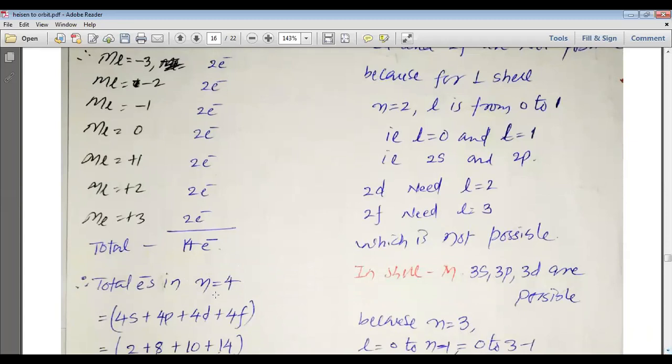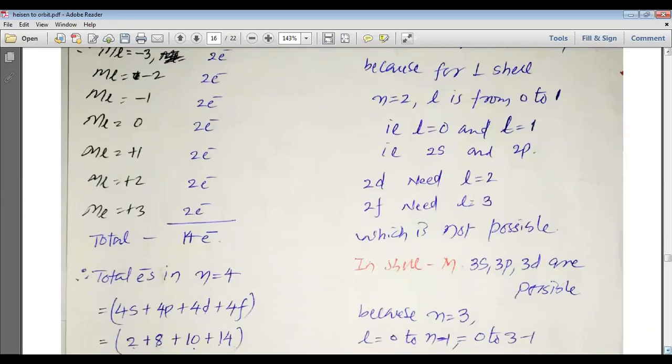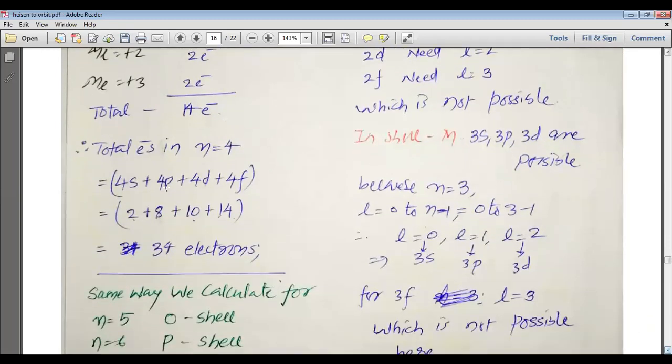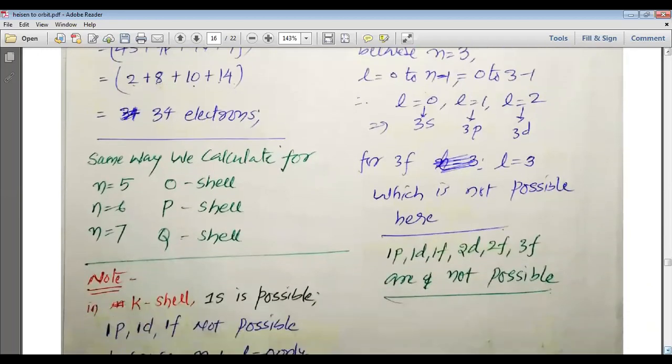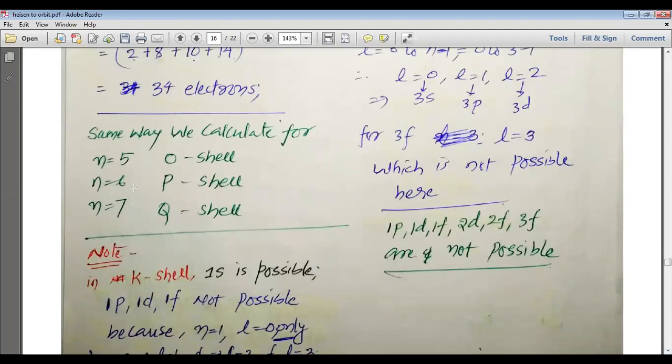And this is how the total number of electrons that can be filled into the n shell would be 4s plus 4p plus 4d plus 4f, that is 4s2, 4p6, 4d10 and 4f14. A total of 32 electrons we can fill into the N shell. In the same way we can calculate for n is equal to 5, n is equal to 6 and n is equal to 7.